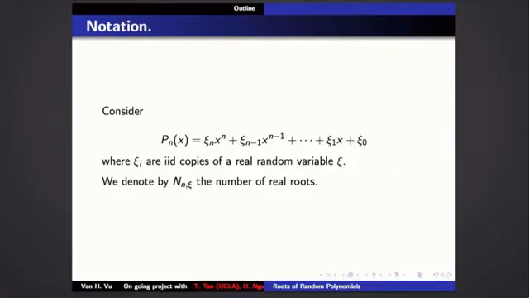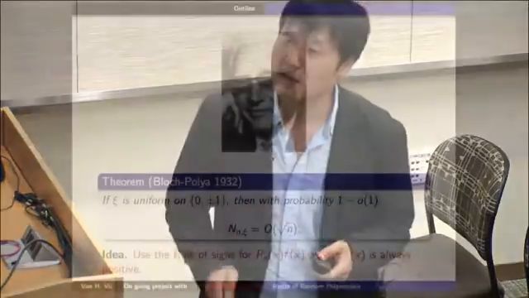Okay, so the model we will talk about, in modern language, is that we look at this random polynomial where the coefficients Ci are IID copies of some real random variable C, and we denote by capital N the number of real roots of this. This is sometimes referred to as a Kac polynomial. Of course, there are other models which, if I have time, I will mention later, when the coefficients are not necessarily IID. But let's stay with this for now.